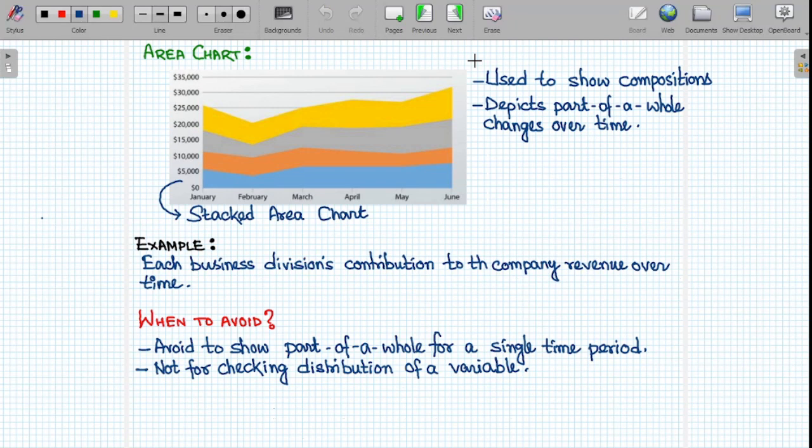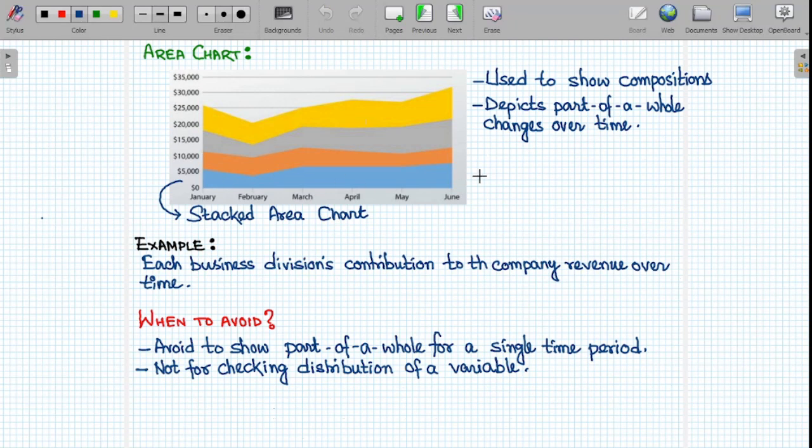Area chart is also used to show composition. It depicts part of a whole change over time. In case of pie chart, it was only showing part of a whole. In case of area chart, we are also showing how the value of the variables changes over time.